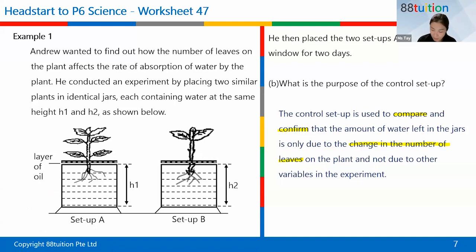Come, let's continue, okay? So the amount of water left in the jar is only due to the change variable, the number of leaves on the plant, and not due to other variables in the experiment. Clear? Okay, so let's go on, okay?